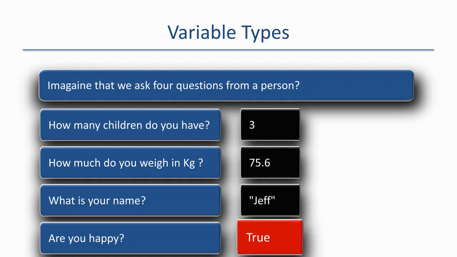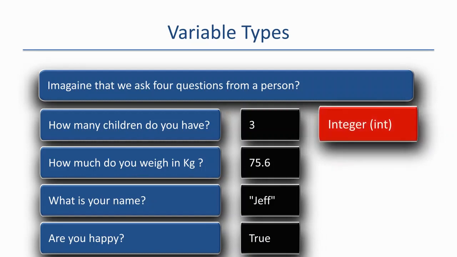You can immediately notice that the answers to these questions are of different types. For example, when you ask a person how many children they have, they cannot say 2.5 children. They can only give you an integer number. And when you ask them about their weight, they say something like 75.6. And when you ask about the name, they will tell you a string of characters. Their name cannot be a number. And of course, when you ask them, are you happy? The only answer is yes or no, or true or false. So these are different types of variables.